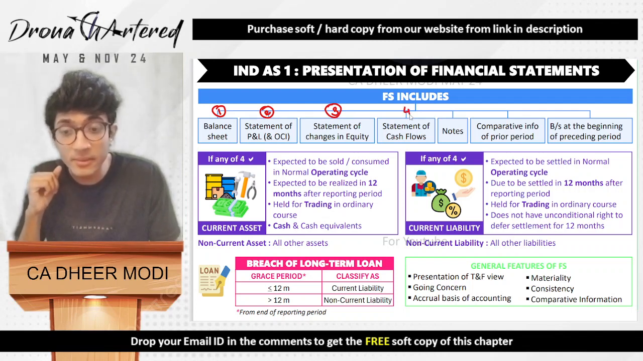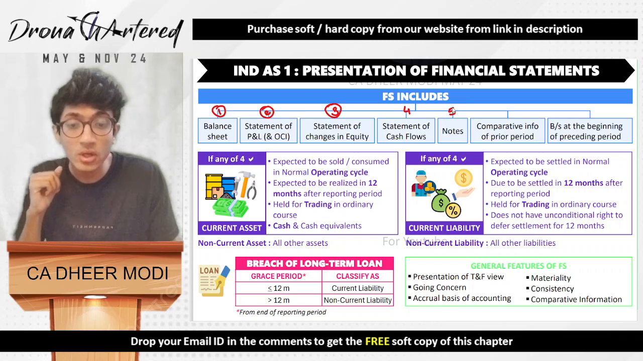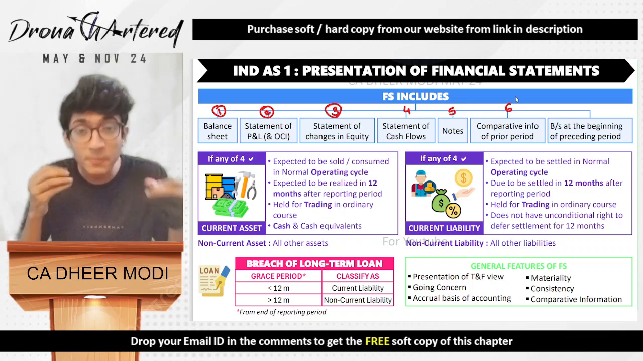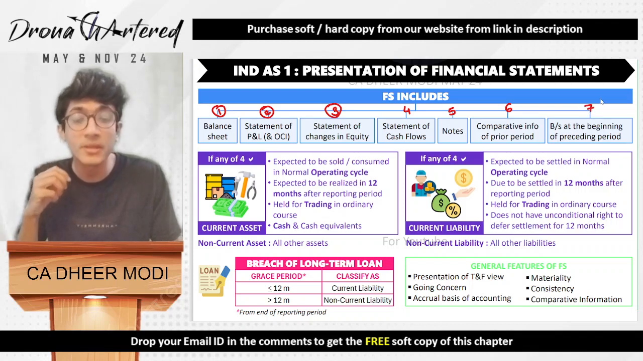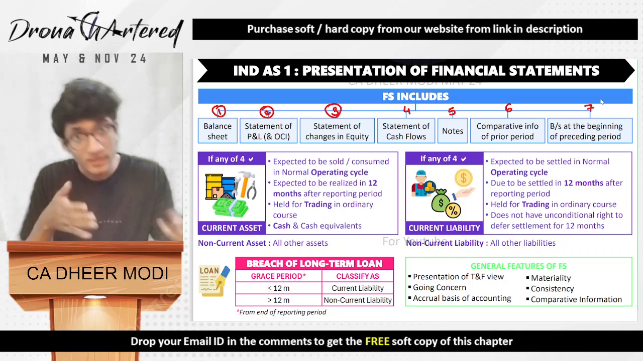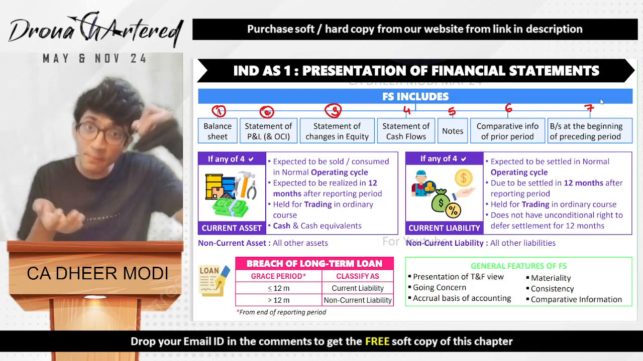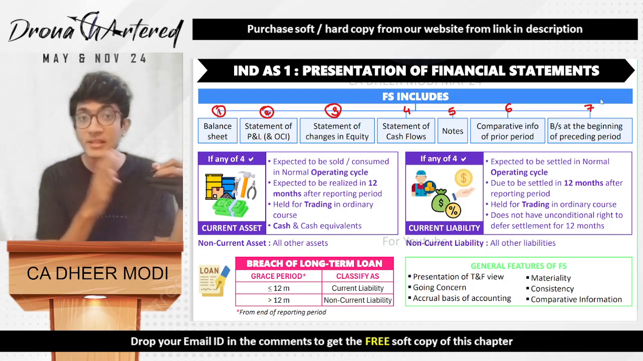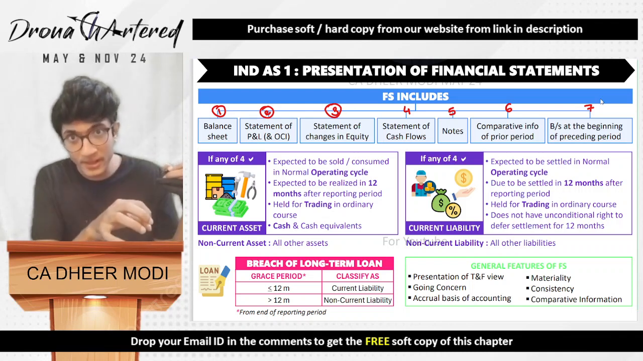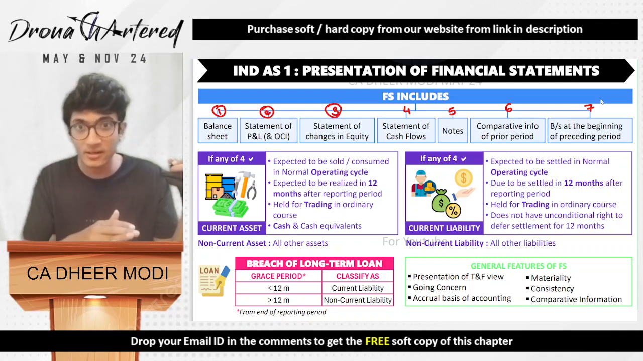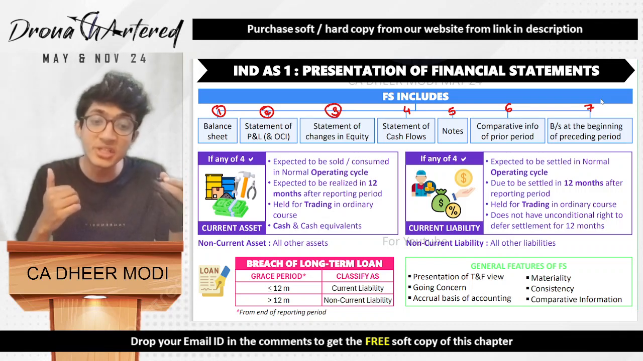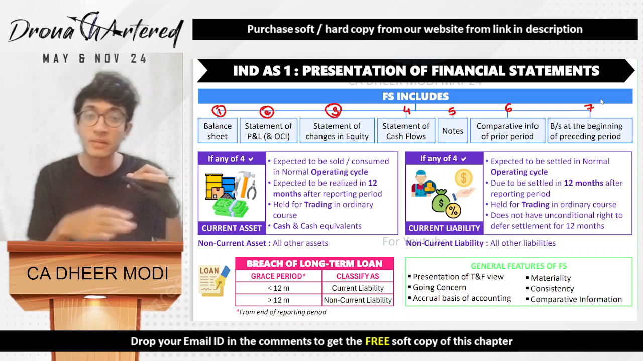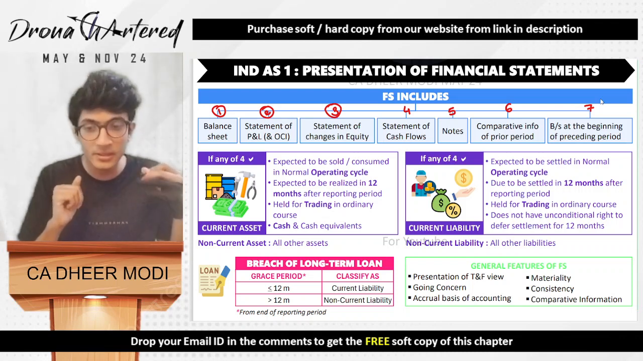Next is your statement of cash flow, your notes to accounts, any comparative information of prior period, and seventh is your balance sheet at the beginning of the preceding period. That means current year, then the preceding year, and the balance sheet at the beginning. So basically, you are making three balance sheets: your closing balance sheet, your opening balance sheet of current year, that is nothing but closing balance sheet of previous year, and the balance sheet at the beginning of the preceding period, that means the opening balance sheet of the preceding year.